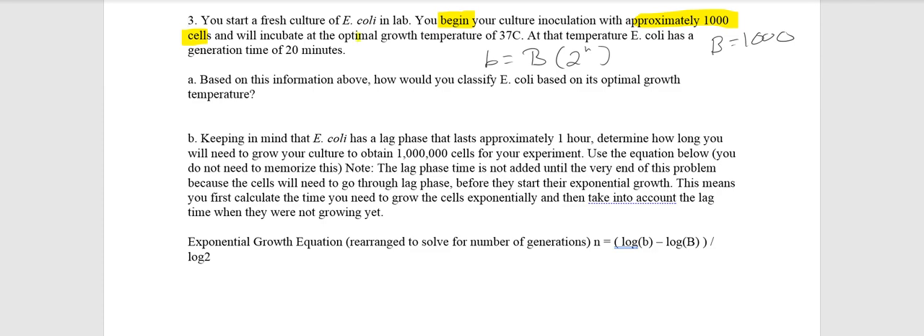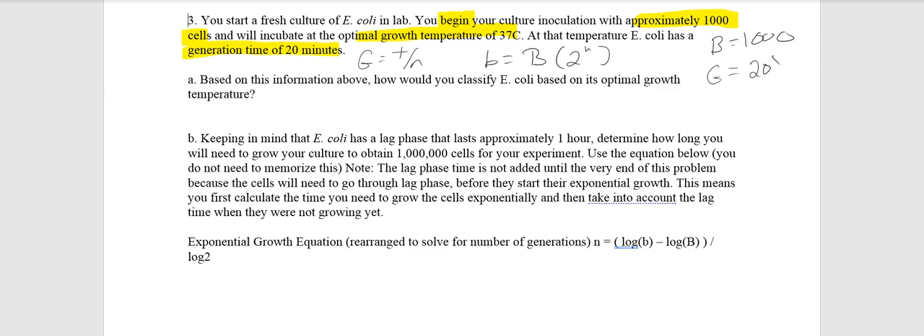It tells us we've got an optimal growth temperature of 37 and a generation time of 20 minutes. So we also had that second formula. Remember, generation time was going to equal the total time of growth divided by the number of generations. So we can make a little note over here so we know that generation time is 20 minutes.